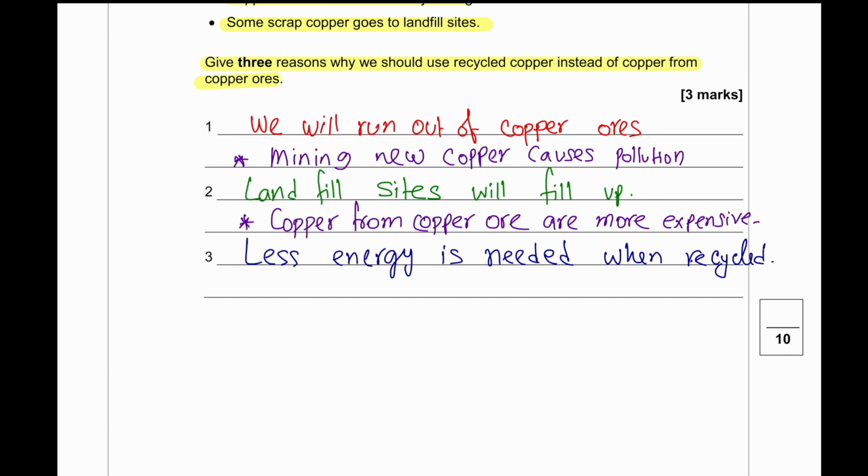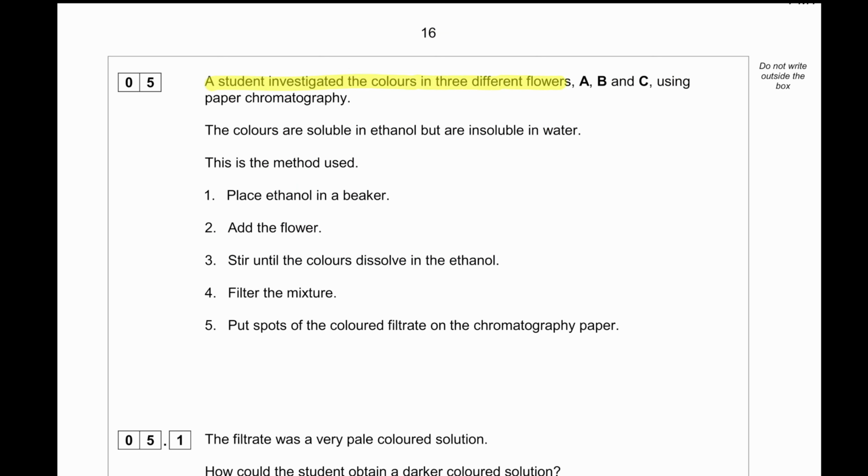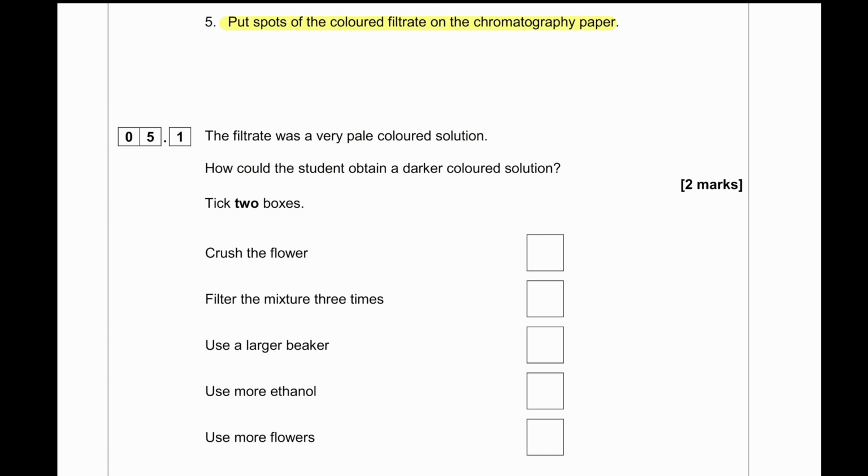copper from recycling. A student investigated the colors in 3 different flowers A, B, C using paper chromatography. The colors are soluble in ethanol but are insoluble in water. This is the method used. Place ethanol in a beaker, add the flower, stir until the color dissolves in the ethanol, filter the mixture, put spots of the colored filtrate on the chromatography paper. The filtrate was a very pale colored solution.